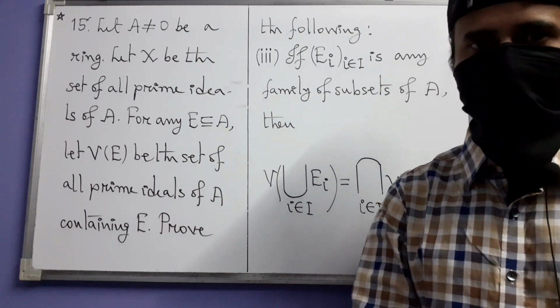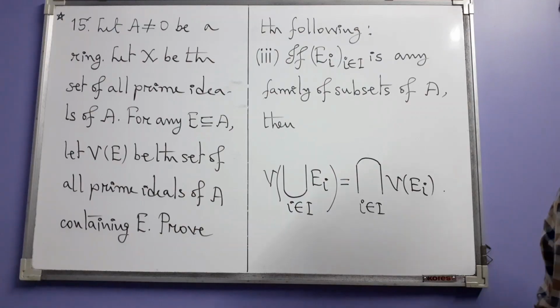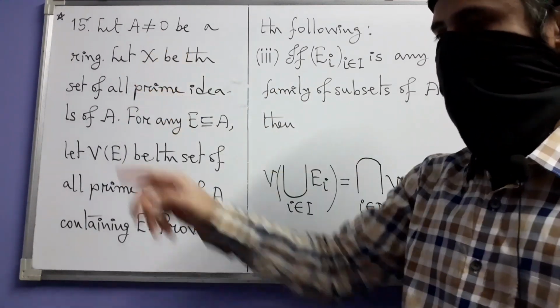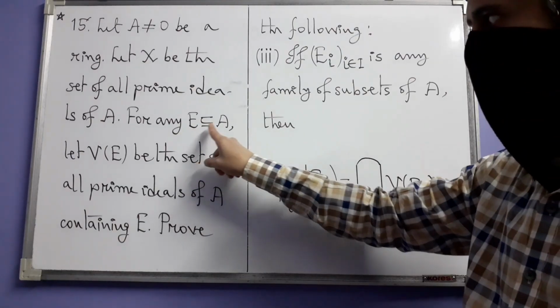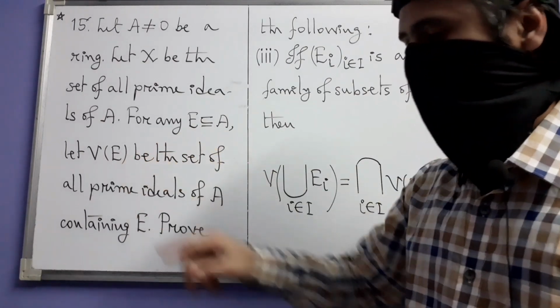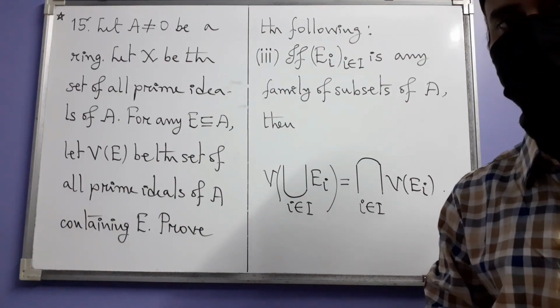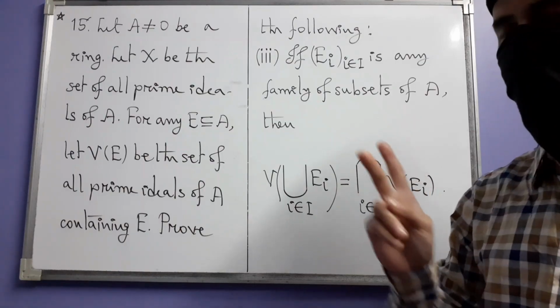Let's continue number 15. You already know the statement, but still let's see what it was. We have a non-zero ring A here in which X is the set of all prime ideals. For any subset E of A, V of E denotes the set of those prime ideals that contain E inside of them as a subset. We have already solved parts 1 and 2.